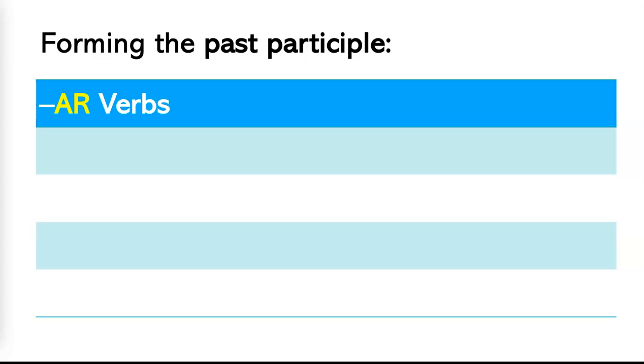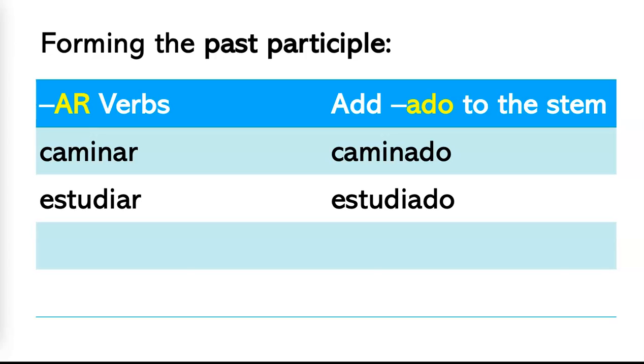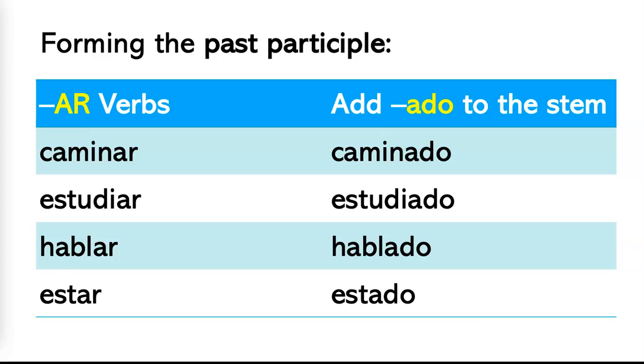Now to form the past participle, it's very easy. For AR verbs, you simply add ado, A-D-O, to the stem. So for caminar, it becomes caminado. Estudiar becomes estudiado. Hablar becomes hablado. Estar becomes estado.